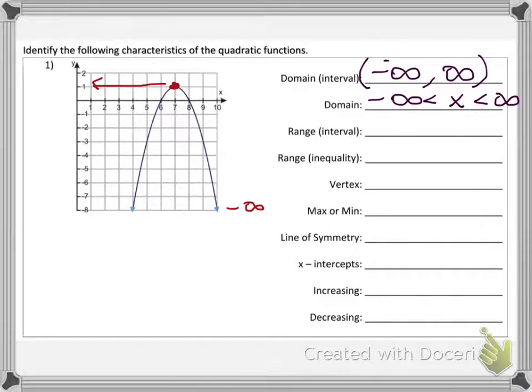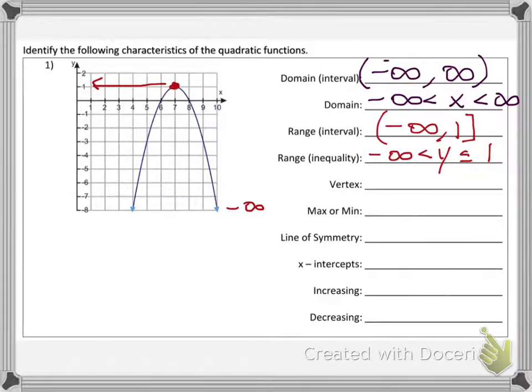In interval notation, I'll say negative infinity, comma 1. I'll put a bracket because 1 is a number, and parentheses over here on the left side. In inequality notation, I'll say negative infinity less than y, because we're talking about range, less than or equal to 1. And I'm saying less than or equal to because I'm actually including the 1.